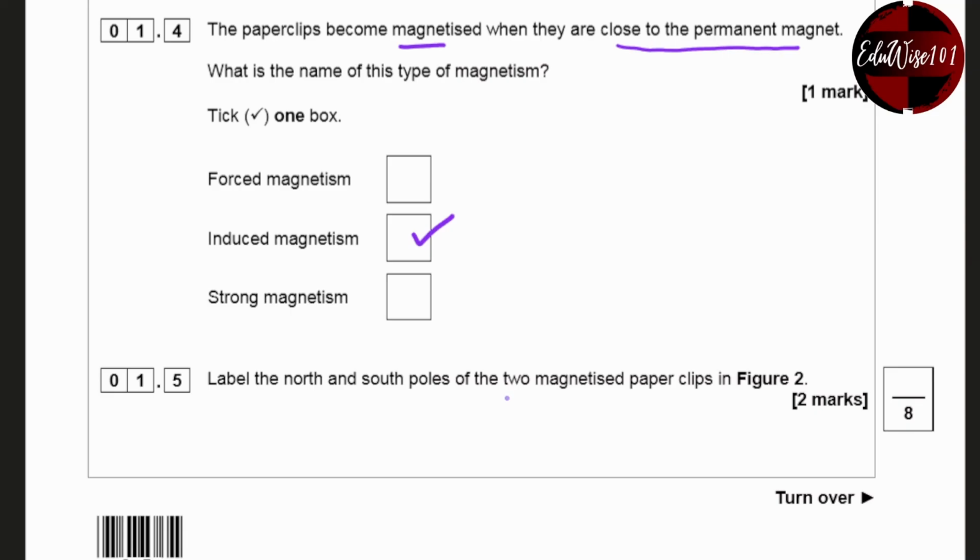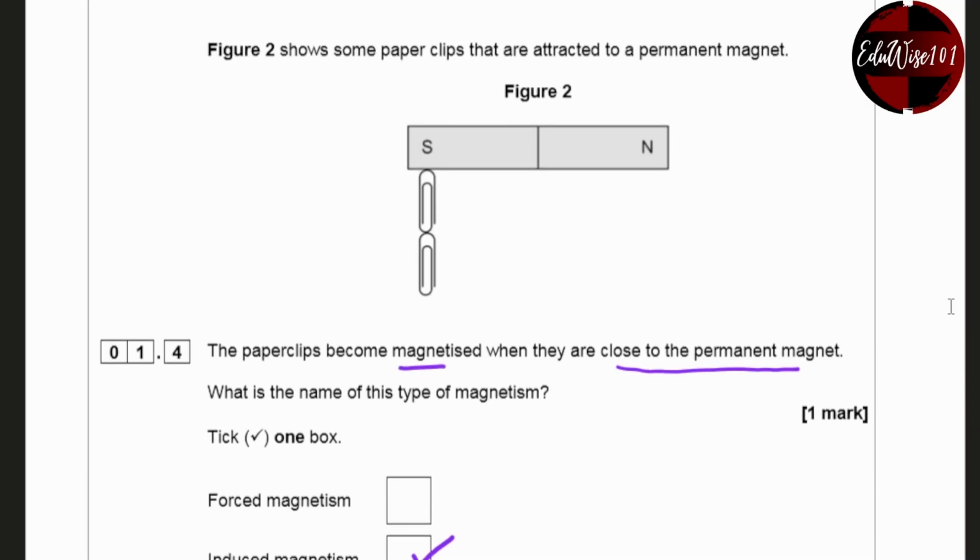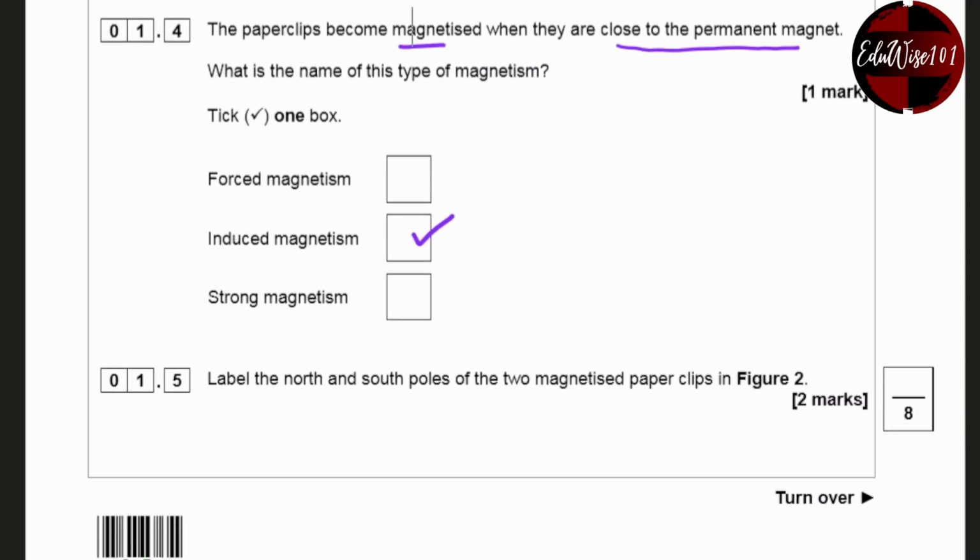Label the north and south poles of the two magnetized paper clips in figure 2. So on figure 2, because this is a south pole here at this end of the paper clip, the top end will be the north pole. That's why it will be attracted. It's induced here, which makes the opposite end the south pole, and then this end of the second paper clip is the north pole, and then the south pole. So it alternates. That's the end of question number 1. Let's have a look at question number 2.